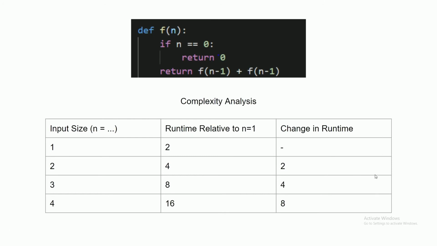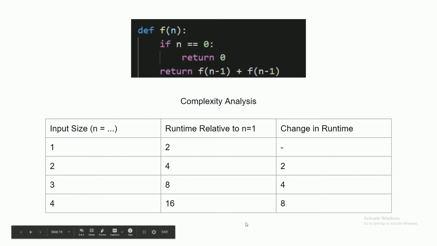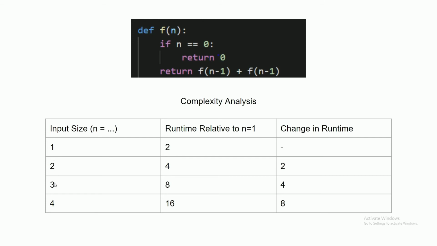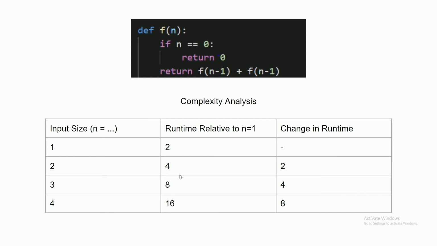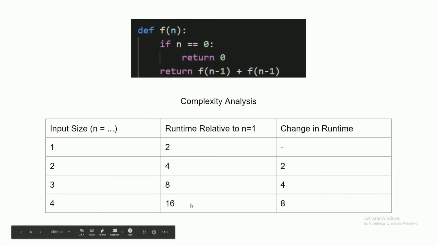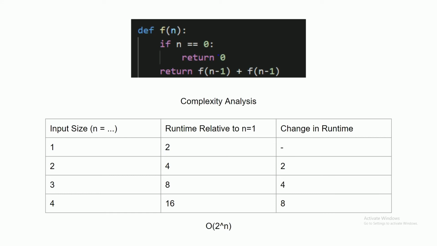You might recognize this relation as an exponential function, where for every time that we linearly increase the input size, we're going to be multiplicatively increasing the runtime. Because of this, we're going to denote this as big O of 2 to the power of n. So this runs in exponential time, and this is a very bad case for runtime.